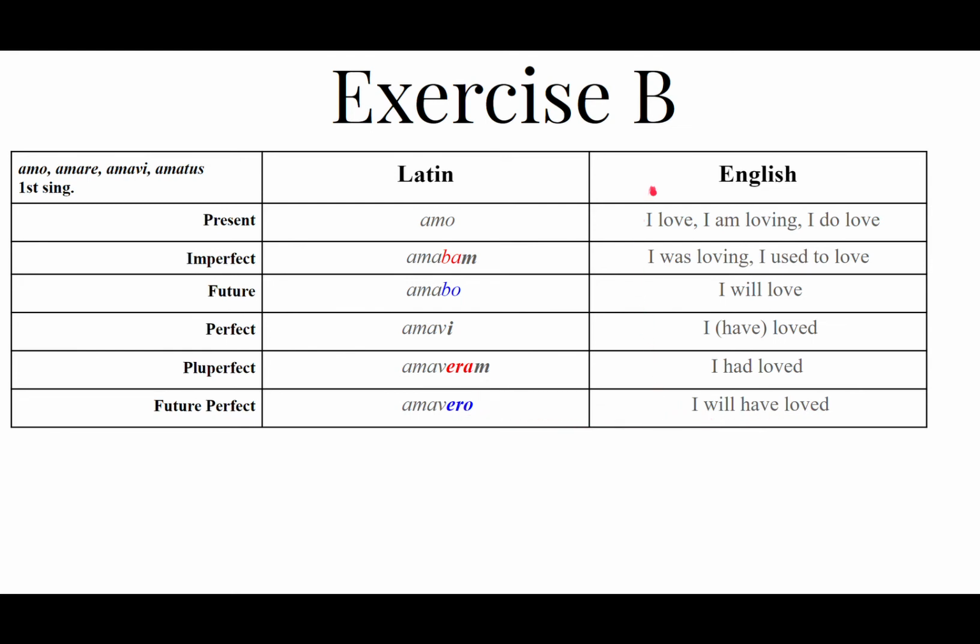So here are the first person singular forms for all of Latin's tenses: present, imperfect, future, perfect, pluperfect, and future perfect. Amo, amabam, amabo, amavi, amaveram, amavero. It's just the first person singular for all the tenses. This, gentlemen, is a synopsis.